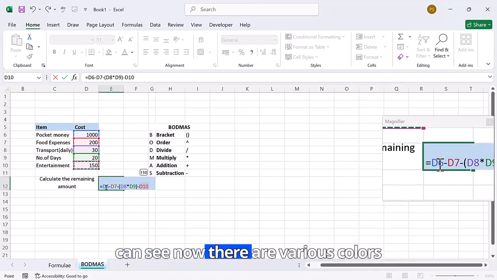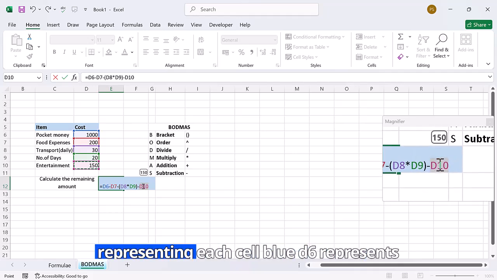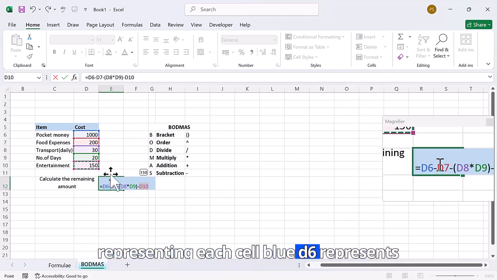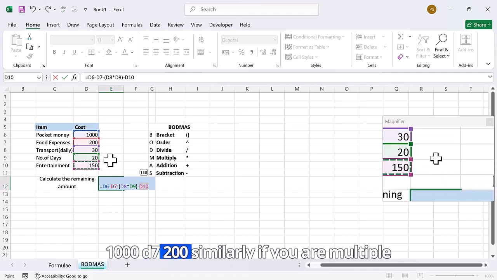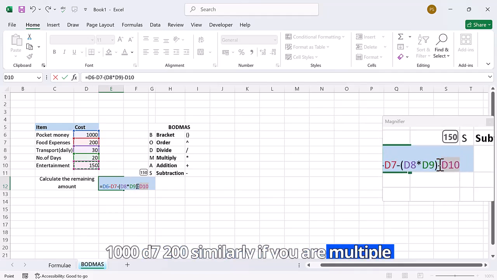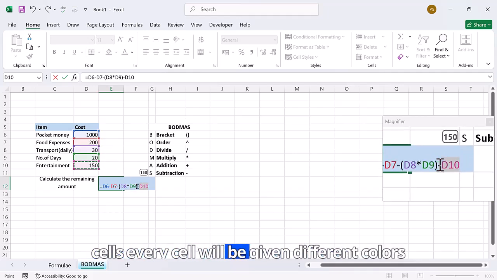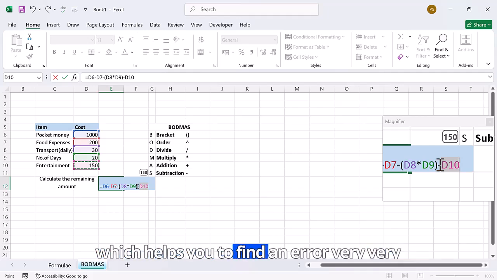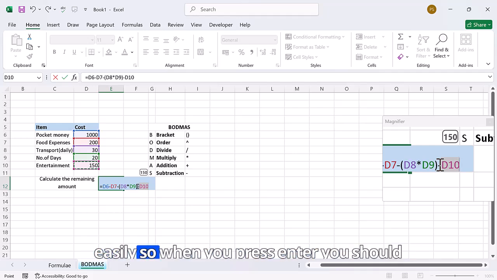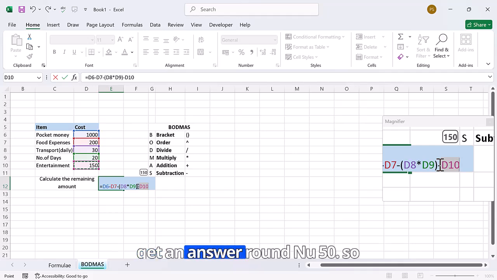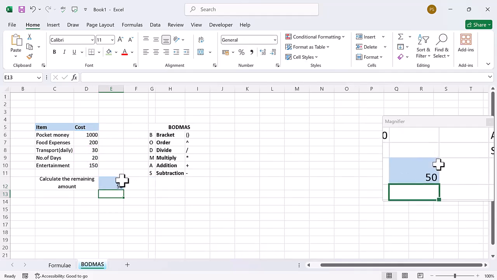As you can see now, there are various colors representing each cell. Blue G6 represents 1000, G7 200. Similarly, if you have multiple cells, every cell will be given a different color, which helps you to find an error very, very easily. So when you press enter, you should get an answer around 50.